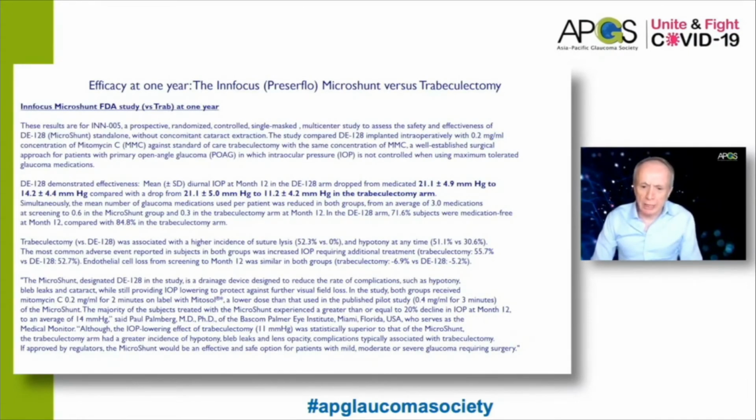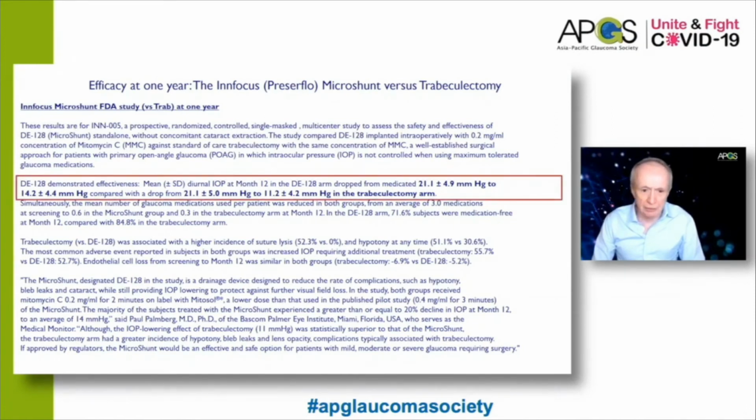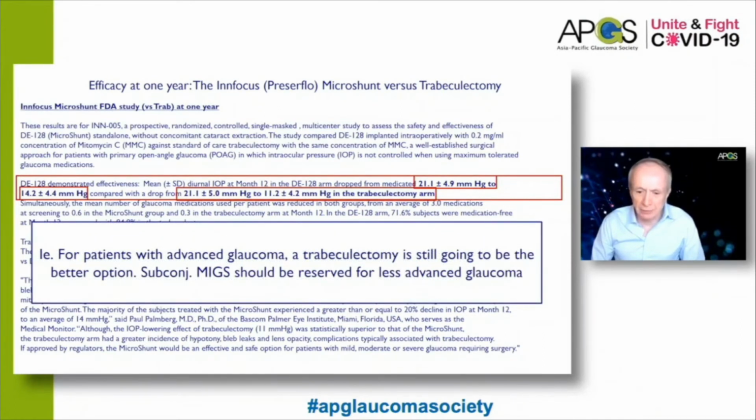The only real randomized clinical trial that looks at MIGS compared with conventional surgery, i.e. trabeculectomy, is the InFocus PreserFlo microshunt FDA study. And this shows that even the microshunt, which seems to be the most effective of the MIGS procedures around, lowers the pressure from 21 to roughly 14 mmHg compared with 21 to 11 with the trab. So even with the microshunt, arguably the most effective MIGS in terms of pressure lowering, it doesn't seem to achieve quite as low as a trab. So I think in patients with very advanced glaucoma, we still have to be using the procedure that's most likely to control the pressure with one hit, and reserve MIGS for less advanced or less uncontrolled glaucoma.